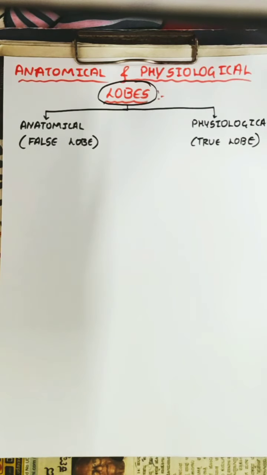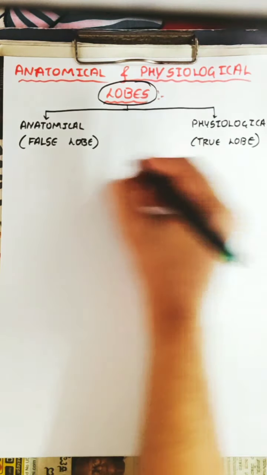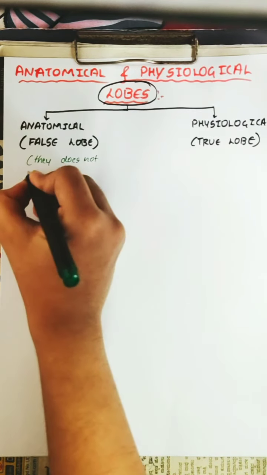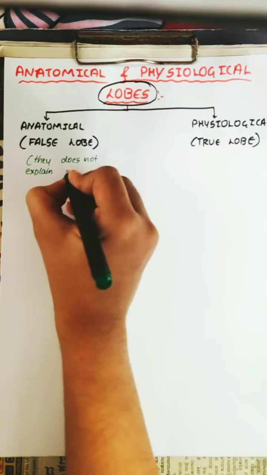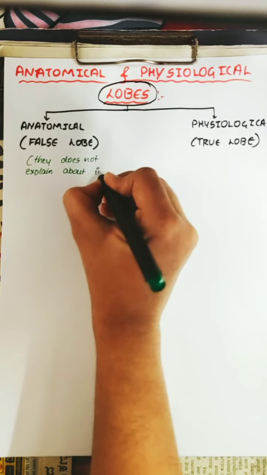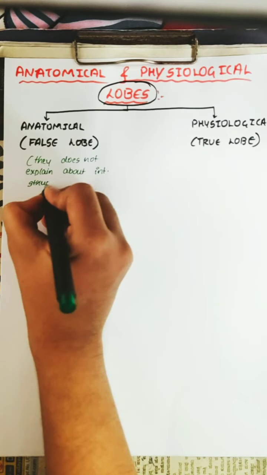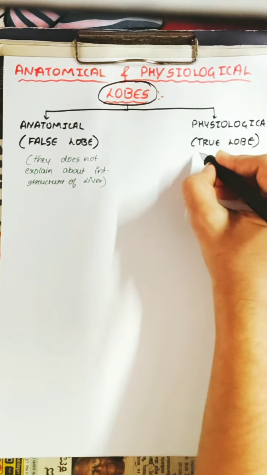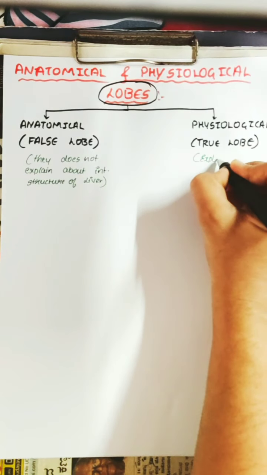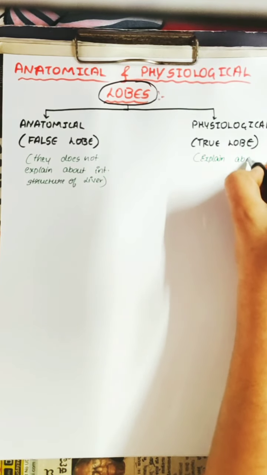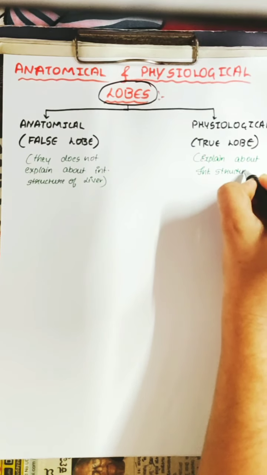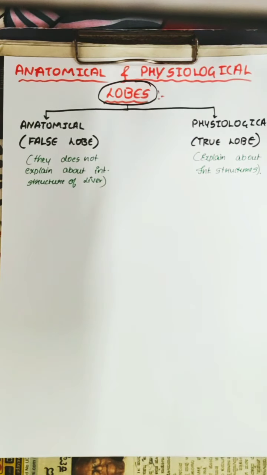Why is the anatomical lobe called false lobe? Because they do not explain about the internal structures of the liver. Whereas physiological lobe explains about internal structures.